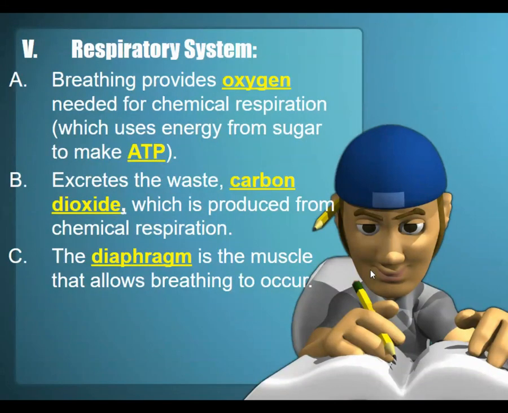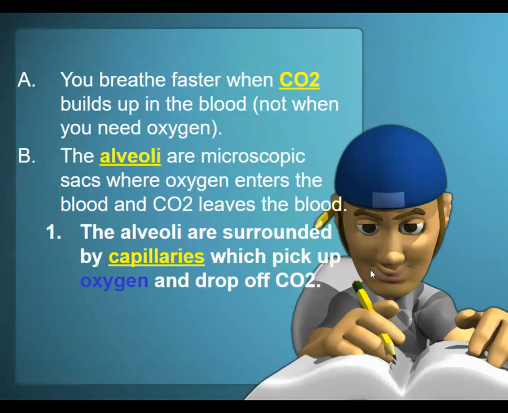Okay, moving on to your respiratory system. Breathing provides oxygen that's needed for chemical respiration, which uses energy from sugar to make ATP. It excretes the waste carbon dioxide, which is produced from chemical respiration. The diaphragm is the muscle that allows breathing to occur. Your diaphragm sits just under your rib cage, right above your liver. You breathe faster when carbon dioxide builds up in the blood, not necessarily when you need oxygen.